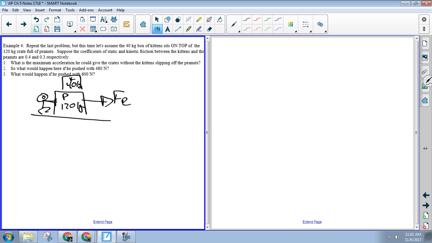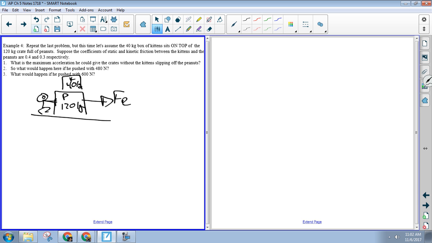Okay, hey guys, I realized the way I wrote this is a little misleading. It says to repeat the last problem. Let's not assume we know Roy's force, okay? So we're repeating it in the sense that he's still trying to move the kittens, but we don't know how much force he's exerting. All right, so there's our drawing.